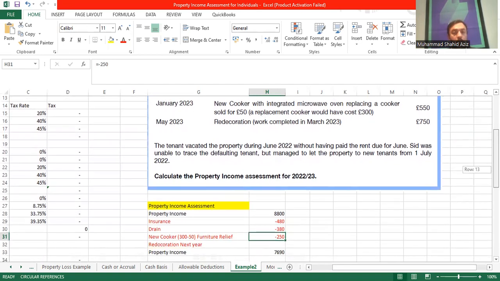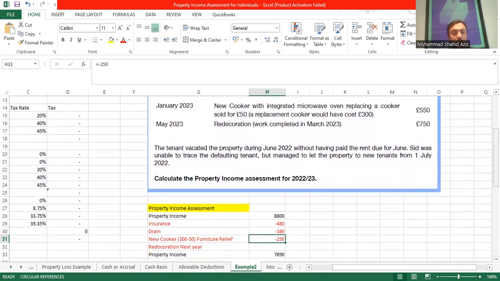Redecoration work, redecoration, 750 pounds, work completed in March 2023. So actually, work was completed in March 2023, but we are paying here in May 2023. So it is not allowed under the cash system. If it was accrual, then yes, we have to do this one.